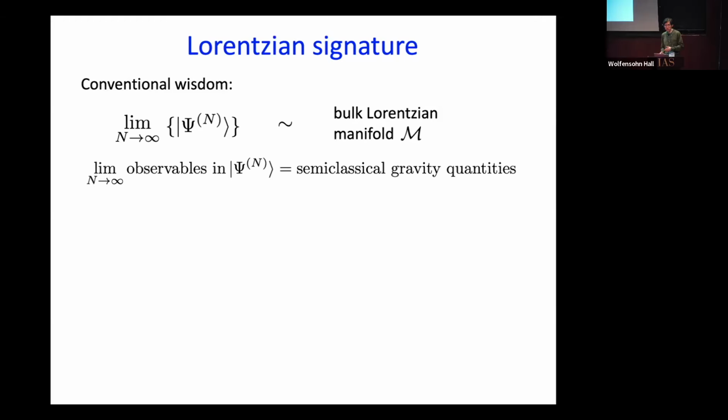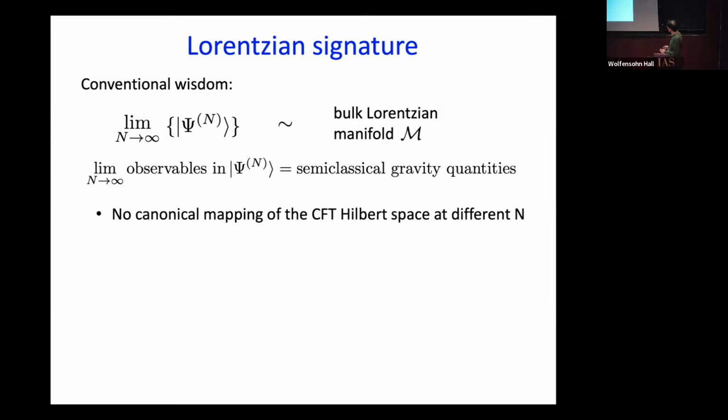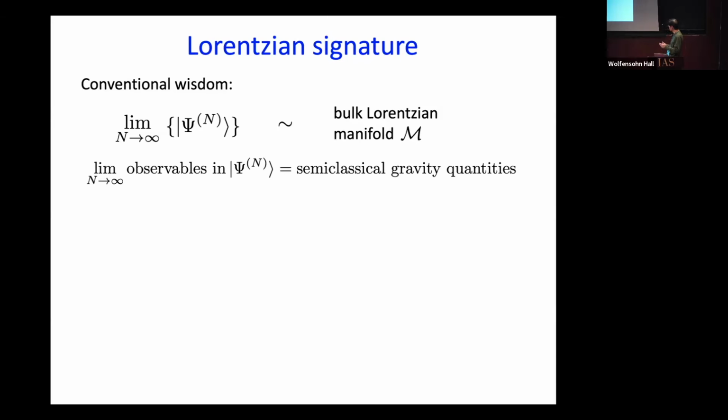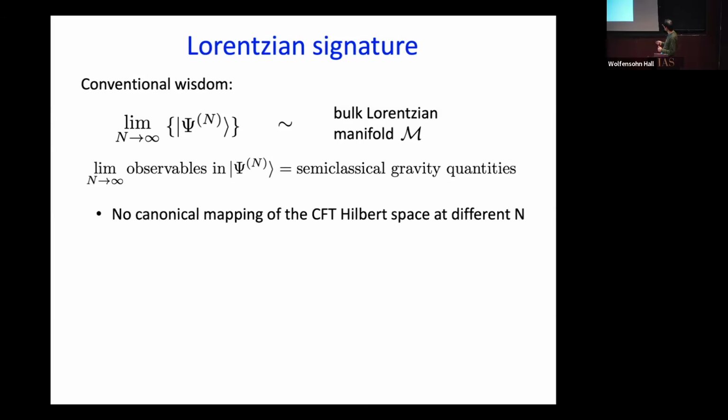There are additional complications in the Lorentzian signature. For the Euclidean partition function, we are guaranteed there is a Euclidean partition function for each n; that just exists by definition. But on the Lorentzian side, it's actually not obvious how you identify this thing for each n. There's no canonical mapping of the CFT Hilbert space at different n. So for a general state, it's not clear how you define this sequence.